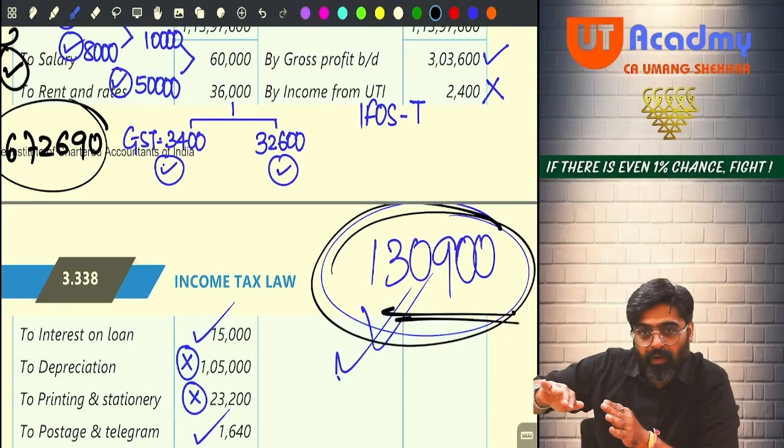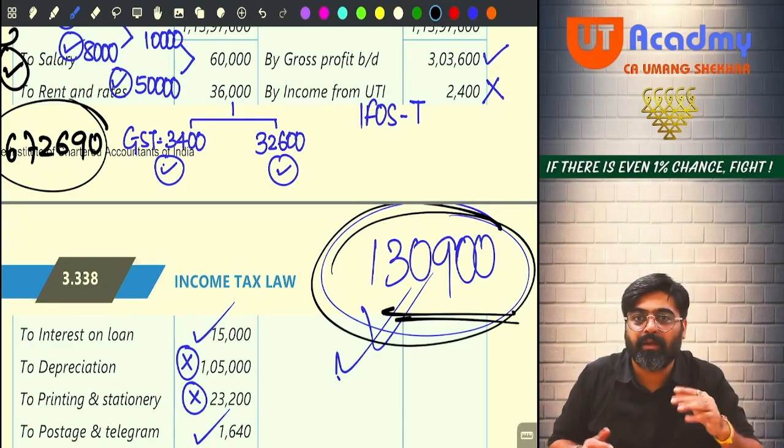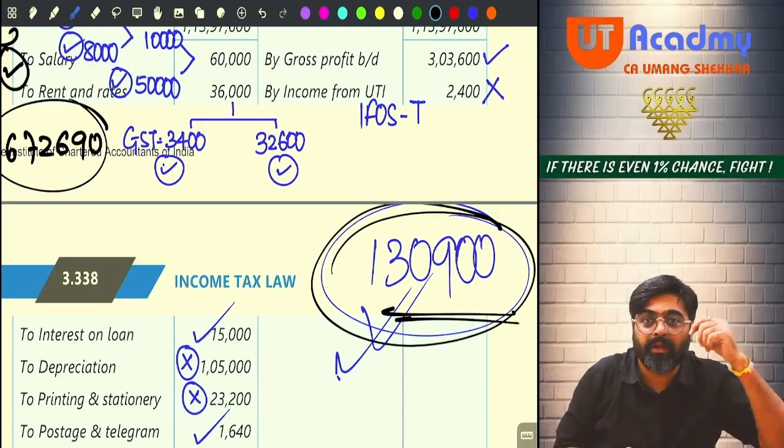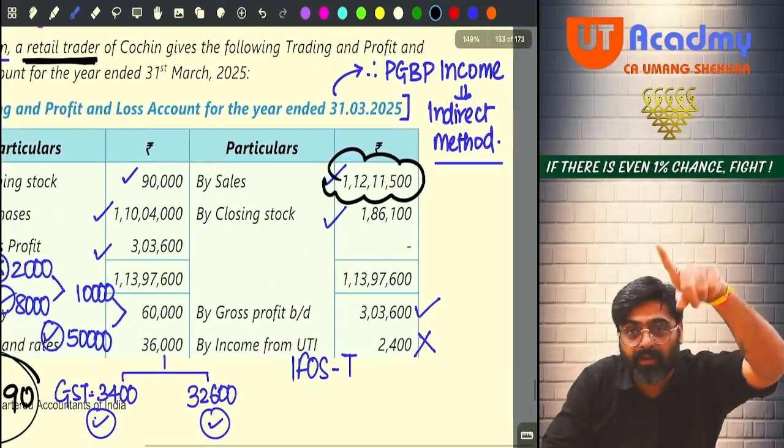So if he is not following 44AD, for him 2 crore limit will not be applicable for tax audit. Now he will have to get the tax audit done. He will have to maintain the books. He will have to get the tax audit done because his turnover is more than 1 crore.